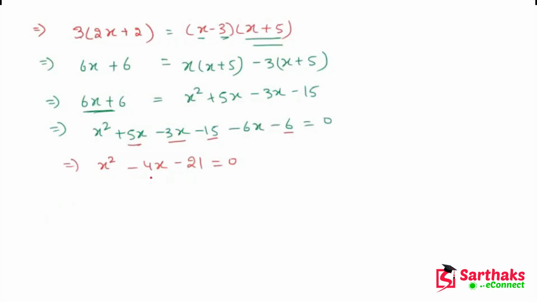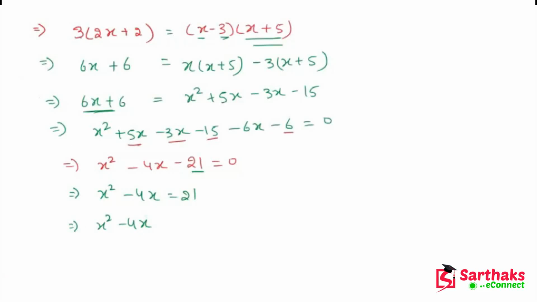Now this is a quadratic equation, so we can solve it by the completing the square method. Here you can see the coefficient of x square is 1. Now x square minus 4x, we have to shift this minus 21 to the RHS, so we get equals to 21. And we have to add to both sides half of the coefficient of x, squared.